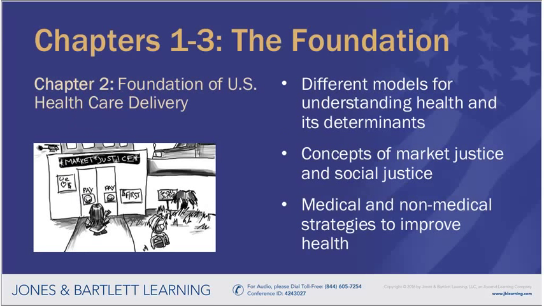Now, Chapter 2 is a very critical chapter. It lays the foundation for U.S. healthcare delivery. Within this chapter, we focus on specific models related to understanding health and its determinants. Here, we define health determinants in a broad sense that includes not only medical and biological, but also behavioral and social environmental. Also within this chapter, we contrast market justice and social justice principles. One of the exercises we use in getting through this concept is having students identify aspects within U.S. healthcare delivery that show this interaction and conflicts between market and social justice principles. Finally, in this chapter, we focus on both medical and non-medical strategies that improve health and address determinants of health issues.